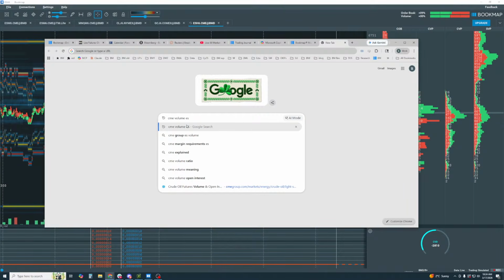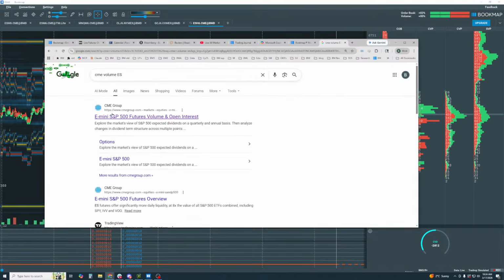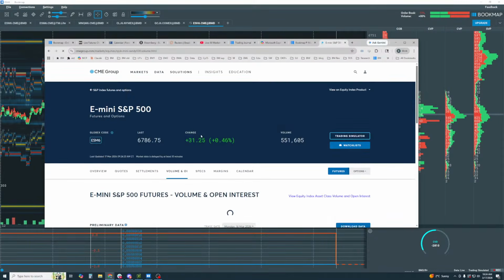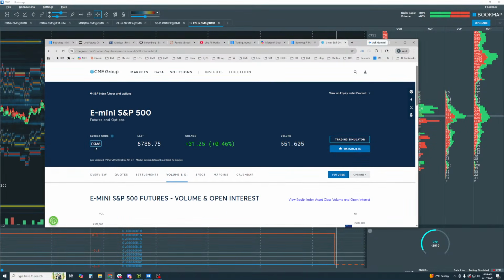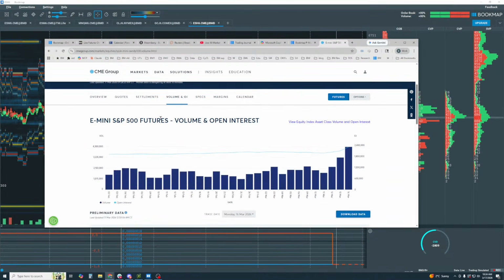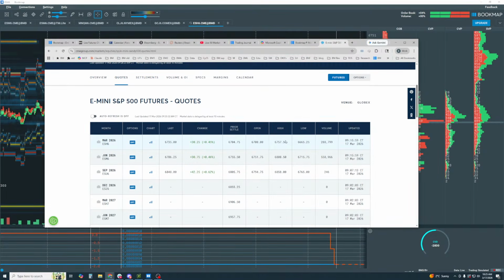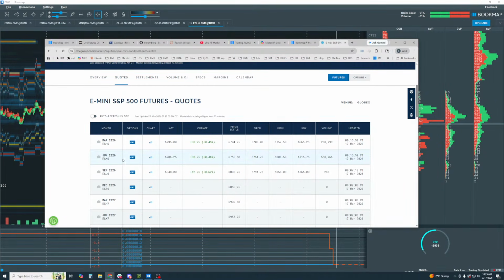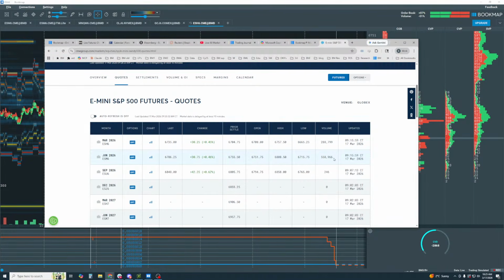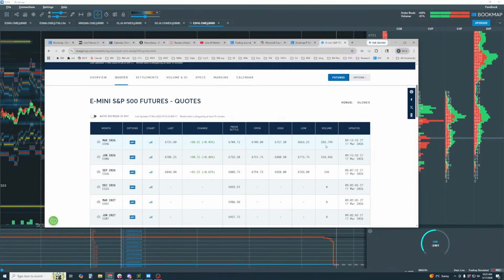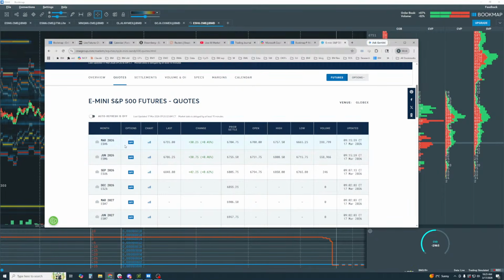Just put in Google CME volume ES, the contract spec will come up, click on it, and then you can see it's nice how they put this little graphic in here now showing the current contract. But you can look at volume, open interest, or the quotes, and you can see what's trading in here. Obviously the June contract is the most traded right now. It's almost double, just about double, the March contract.